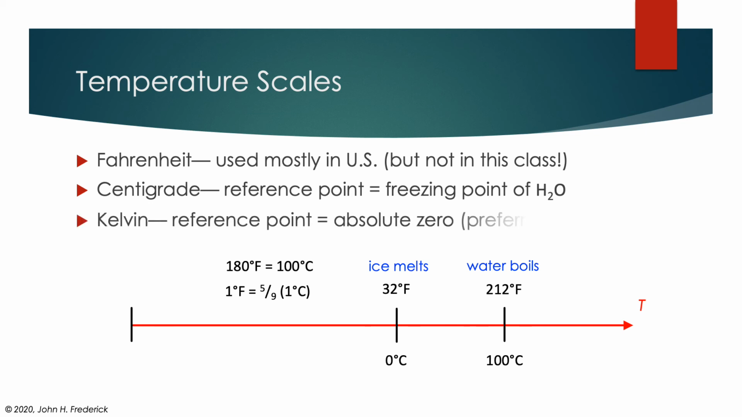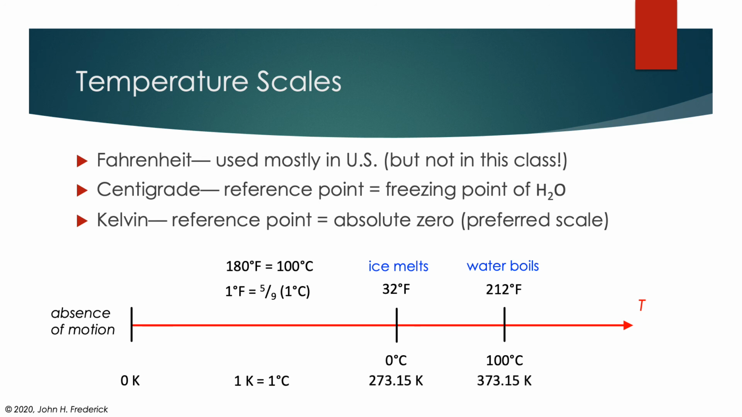Now the third temperature scale, and this is the one that we're going to prefer in this class, is the Kelvin scale. It has as its reference absolute 0, and that's down here at this far left end. Now I've put that hard margin there for a reason, because according to the laws of physics, we cannot go below absolute 0. It is the absence of all motion. So everything ceases to move at 0 Kelvin. Now we also, in the Kelvin scale, set the increment of 1 degree equal to the increment of 1 degree centigrade. So by doing that, it means that now in Kelvin, the place where ice melts is 273.15 Kelvin, and the place where water boils is 373.15 Kelvin.